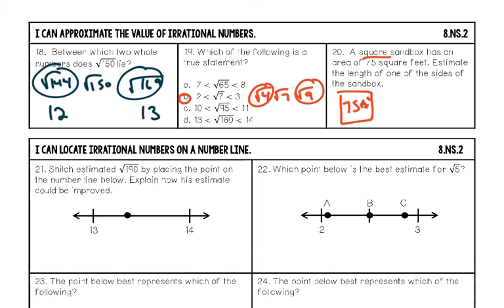So the same thing we did with perfect squares, we're going to estimate the length of one of the sides. That means you're going to take the square root of 75. So when we want to find the length of one side, we take the square root. If you're given the area, you take the square root.